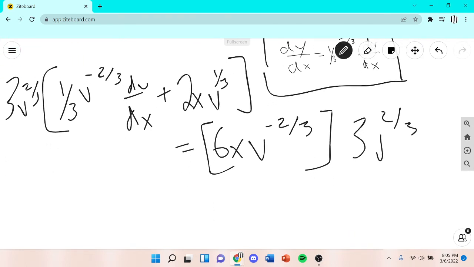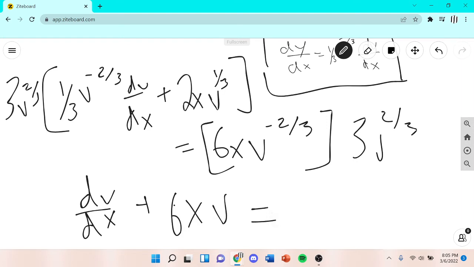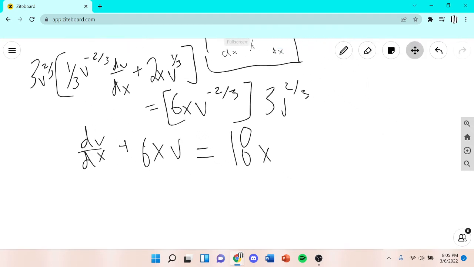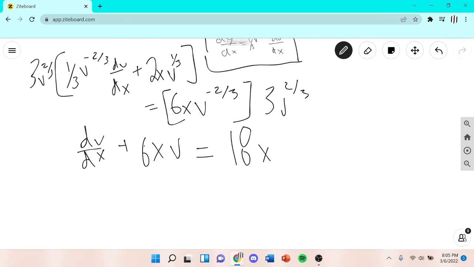So this is going to be equal to dv over dx plus 6xv equals 18x. Yeah, 18x. Now this is perfect. This is similar to how we did it for the homogeneous first.